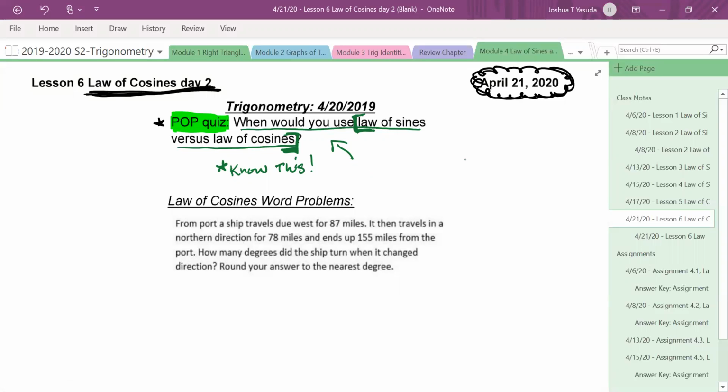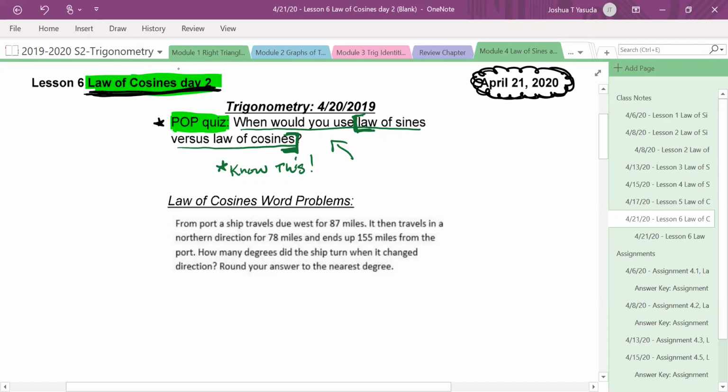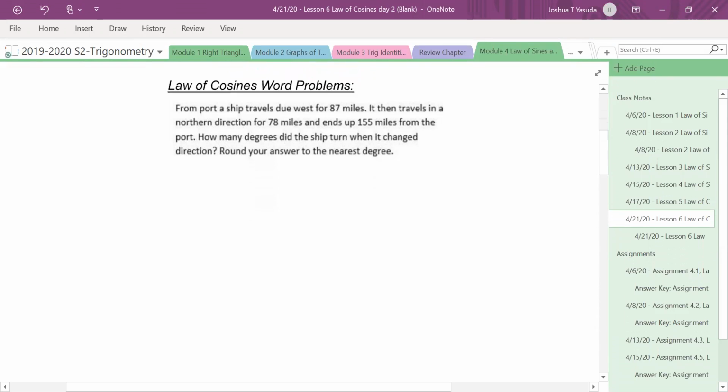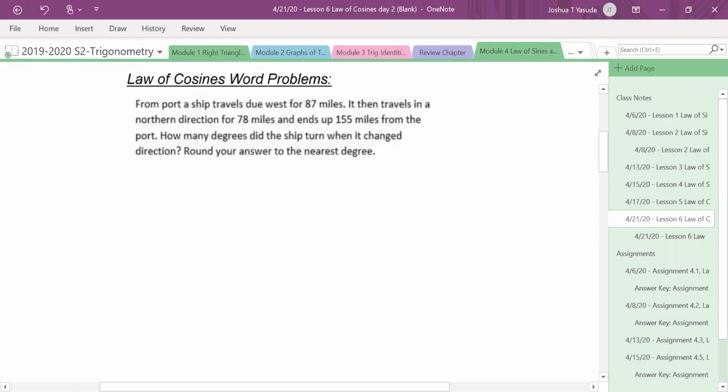But for day two of law of cosines, we're just going to do some word problems. And I'm going to walk through them and talk through them. If you don't quite get why I do something, please send me an email or put a comment in the video, and let me know, and I can help you out. These word problems are kind of fun because I feel like you have to really be in the word problem to really get it.